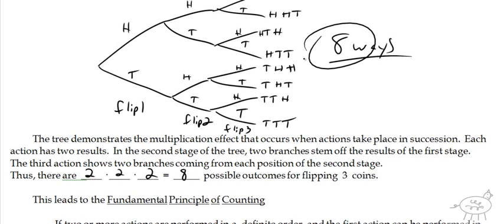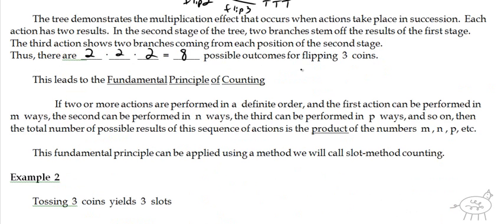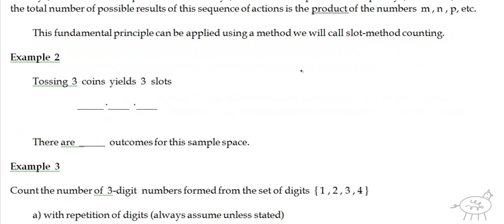All right. This leads to the fundamental principle of counting. If 2 or more actions are performed in a definite order, and the first action can be performed in m ways, the second in n ways, the third in p ways, and so forth, the number of possible results of the sequence is the product of these numbers. All right. And it says the fundamental principle can be applied using a method we will call slot method counting. So let me show you some examples here.